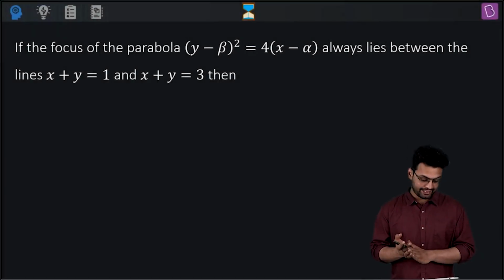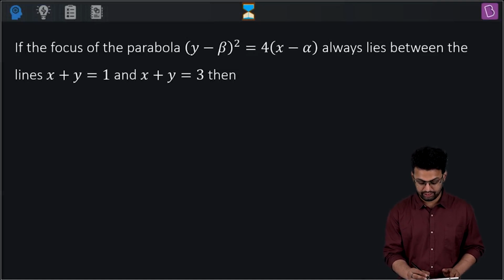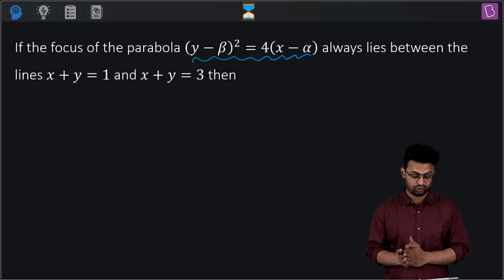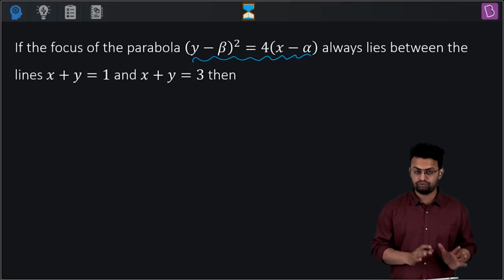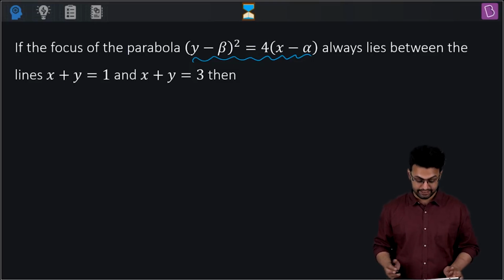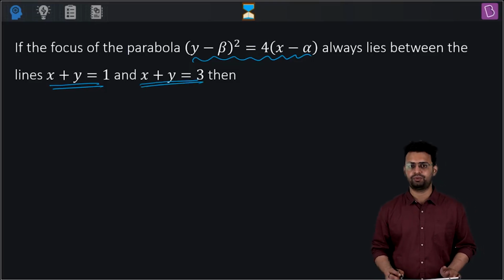So the given question says, if the focus of the parabola, they have given the equation of the parabola. The equation is (y minus beta) whole square is equal to 4 times (x minus alpha). So the focus of this particular parabola always lies between the lines x plus y is equal to 1 and x plus y is equal to 3.